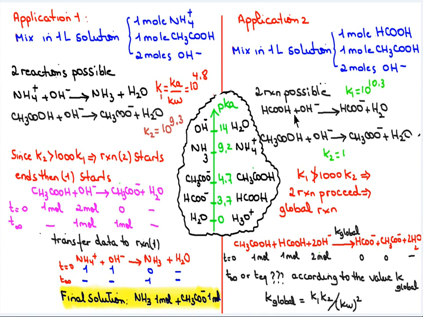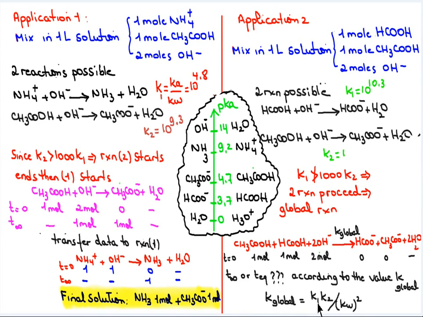Can we compare K1 and K2 to know the sequence of these two reactions? Yes, since these two reactions have the same stoichiometry. K1 is not greater than 1,000 times K2. So these two reactions proceed at the same time. We have to work on the global reaction. We write the global reaction: CH3COOH plus HCOOH plus 2OH minus gives HCOO minus plus CH3COO minus plus 2H2O. And we have to calculate K global.